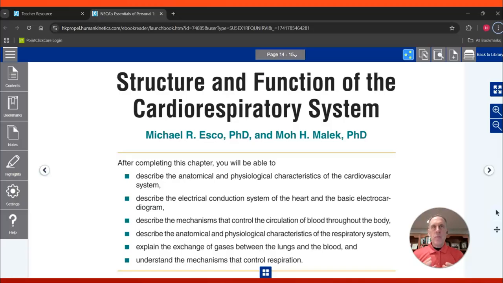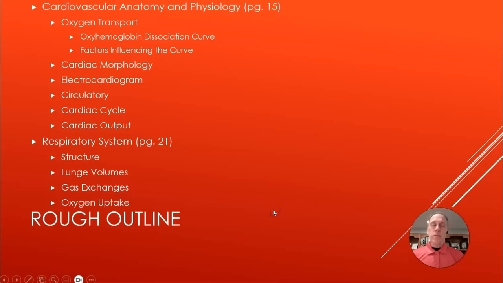All right, so the chapter itself, these are the main points that we're going to go over. Describe the anatomical and physiological characteristics of the cardiovascular system, describe the electrical conduction system, what it looks like in a basic ECG, some of the way blood is controlled throughout the body, and some of the anatomical and physiological characteristics of the respiratory system, et cetera. We're going to hit pretty much all of these, no doubt about it.